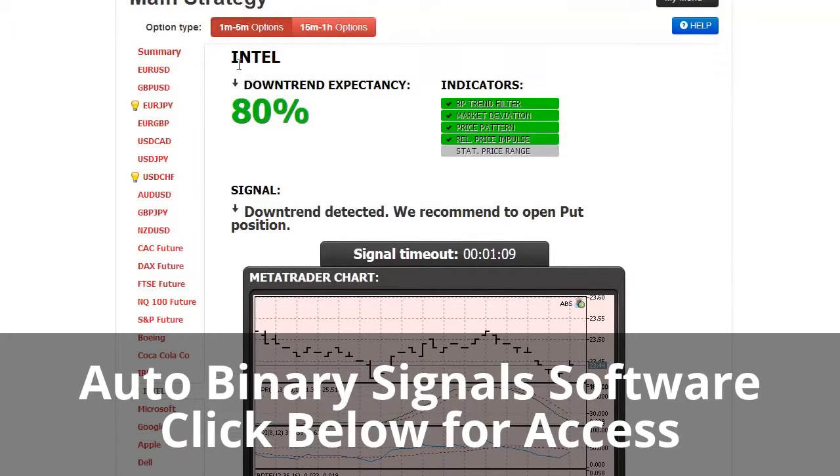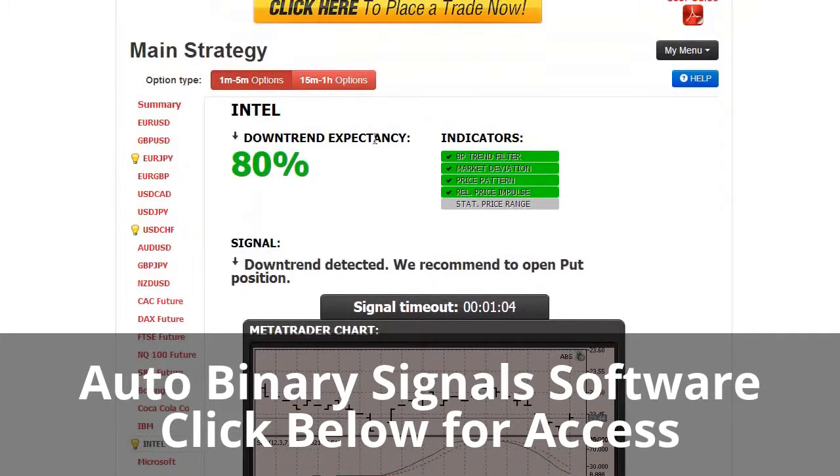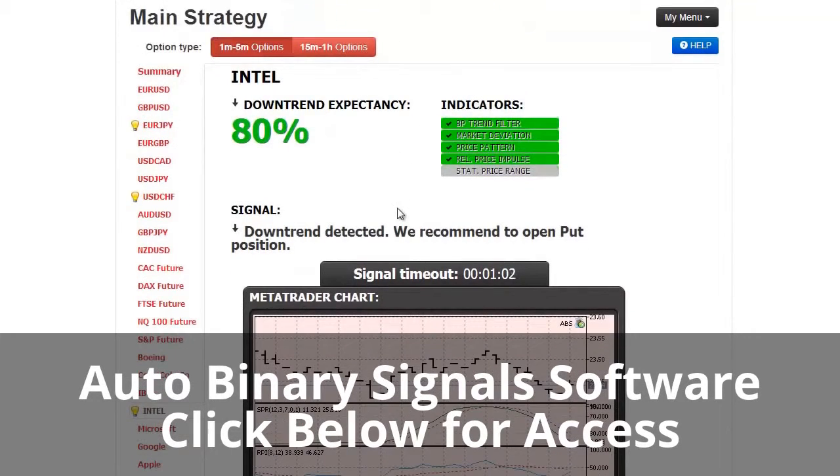All right, for example, in this case, Intel is an asset that Auto Binary Signals has recognized as an asset with a high probability to profit. Now it's true that the signal timeout is less than a minute, and therefore we shouldn't use it. I usually like to trade immediately, as soon as I get a new signal, to get the most chances to profit.